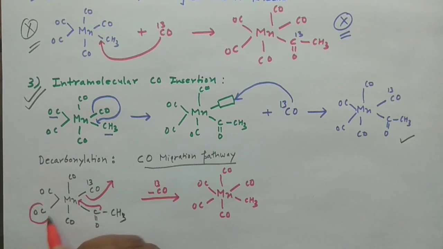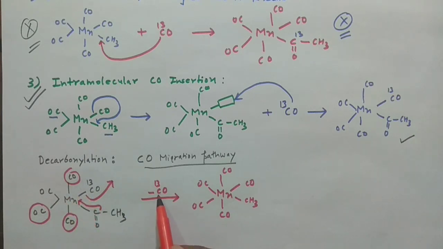So option 1, option 2, option 3 and option 4. This can eliminate, this can eliminate, this can eliminate, this can eliminate, but this cannot eliminate because they have the trans relationship. Okay, so 4 options are available. That means total 25 into 4 makes 100. That means when you take the 100%, then there is a 25% probability of eliminating each of the CO groups.